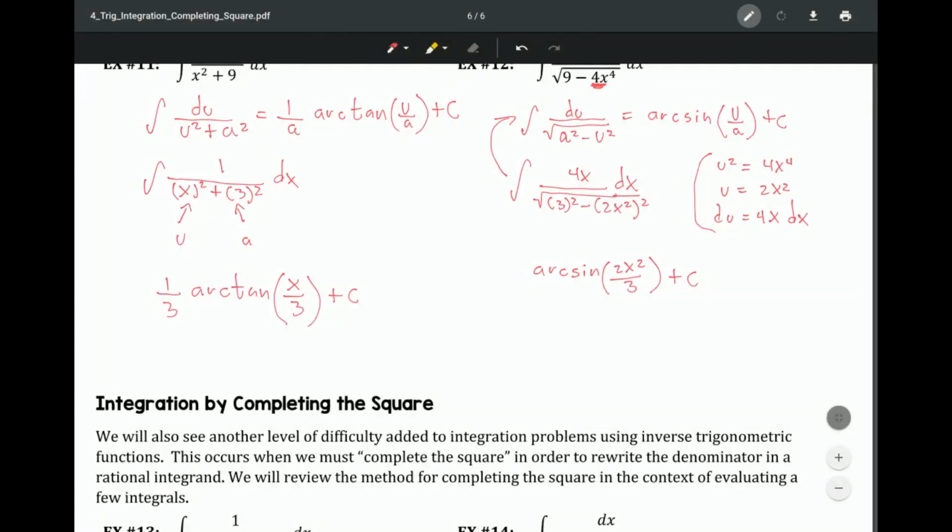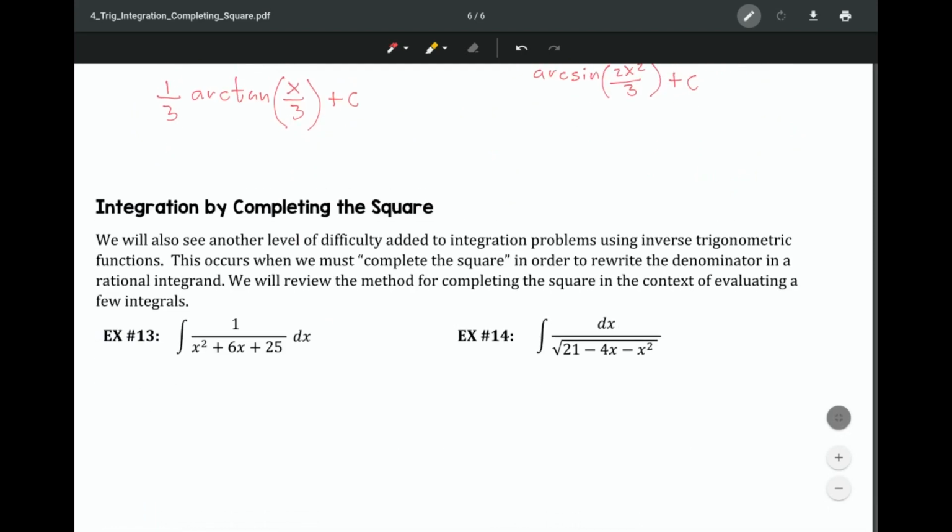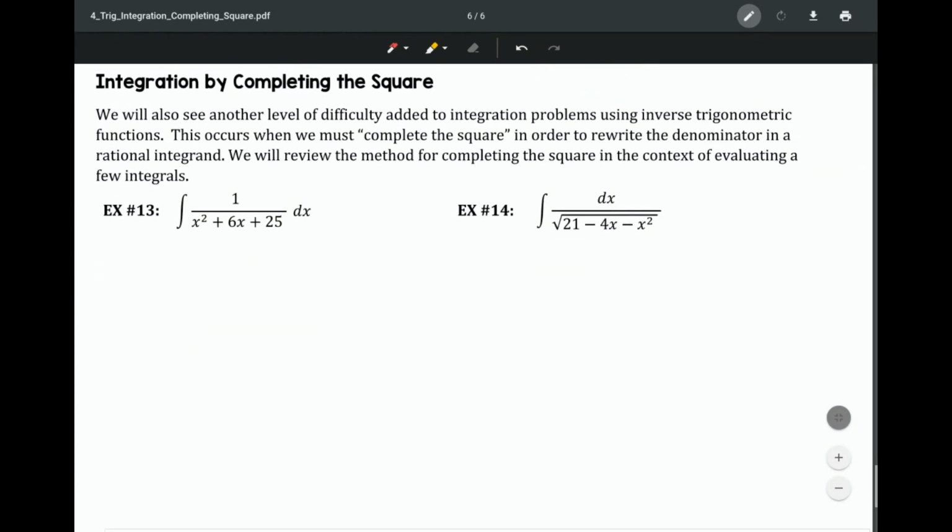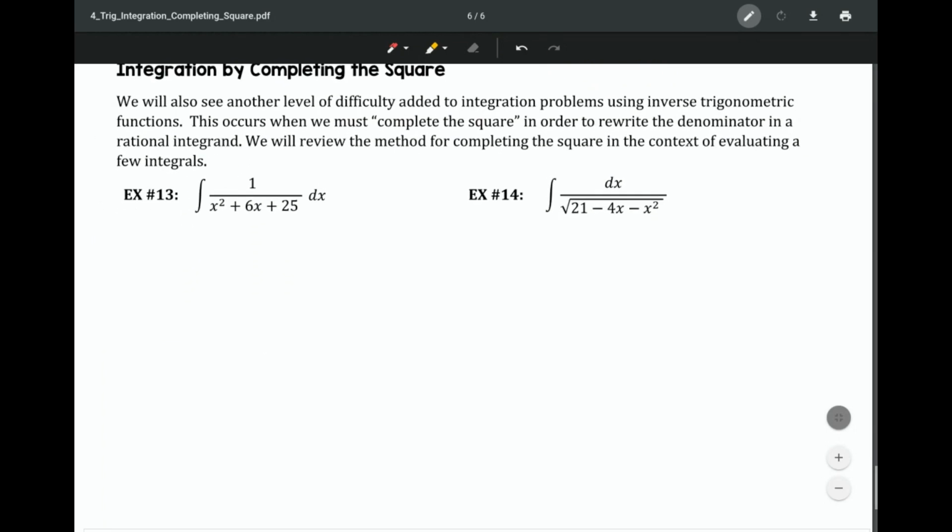Okay, so let's talk about integration by completing the square. Sometimes we see a level of difficulty with integration that doesn't look like you could do it, but if we do a method called completing the square and then use the integration of inverse trigonometric functions, it will actually work out kind of nicely. So this is what we're saying. We're going to use the method of completing the square, which we actually did in algebra. So this is what we do.